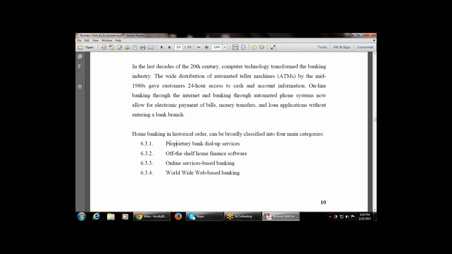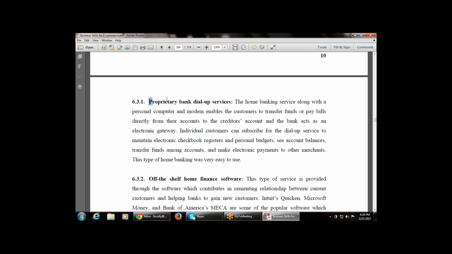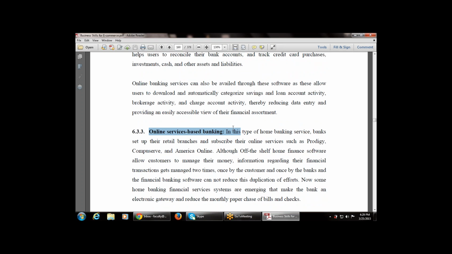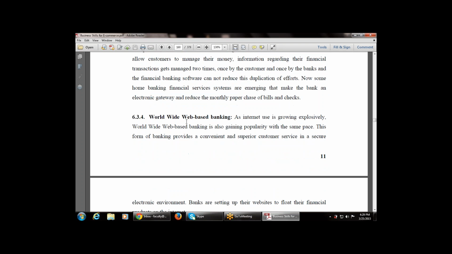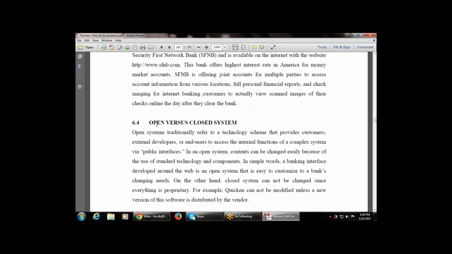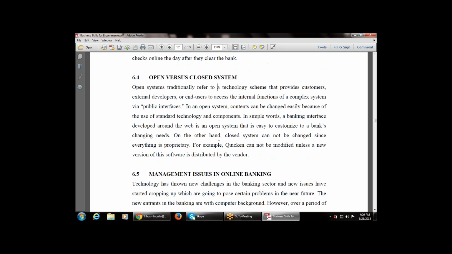One is proprietary, that is, owner-based bank dial-up services. Then off-the-shelf home finance software, a software that provides home financial services. Then online services-based banking, that is, online services based on the internet. Then the world wide web, that is, using the internet for banking. So the first one is proprietary bank dial-up services, then off-the-shelf, that is, using software, then online-based, that is, using retail branches, then using the internet for making the banking.